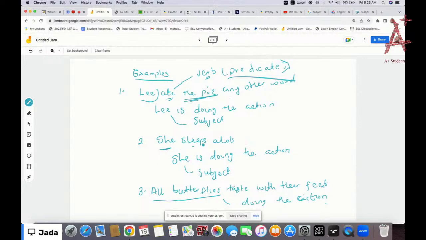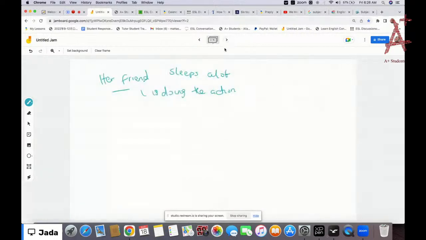Then, she sleeps a lot. Sleeps is the verb, the predicate, and a lot is the other words that add up to the sentence. So sleeps a lot is the predicate. Then, all butterflies taste with their feet. Taste is the verb, which is the predicate. With their feet is added to this sentence to make the predicate properly explained. So that's basically it.